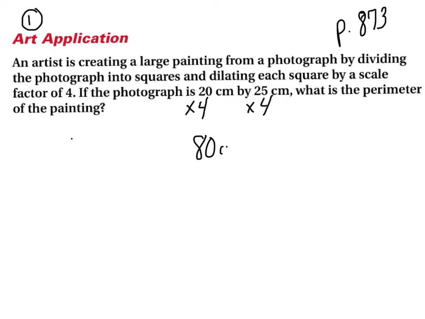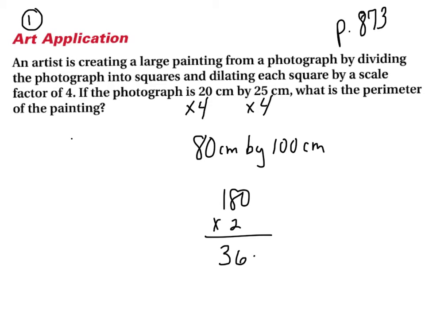So that gives me 80 centimeters by 100 centimeters. And obviously, if we added up all 4 sides, we could take 100 plus 80, which is 2 sides, which is 180, times 2. And that gives me a perimeter of 360 centimeters. Now, that's a really easy problem.